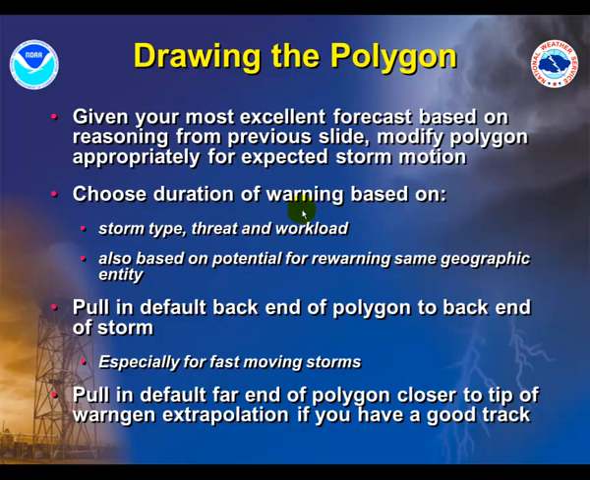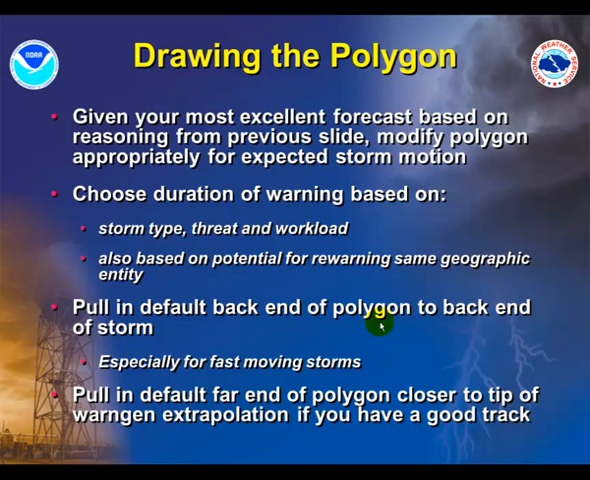If you have steady state storms and you don't have very many people in the office, you probably can get by and should be doing longer warnings so you don't have to make those warning decisions as frequently and maybe overlook something that you shouldn't be overlooking. You also base it on the potential for rewarning for the same geographic entity. If you don't have to issue multiple times for the same county, don't.